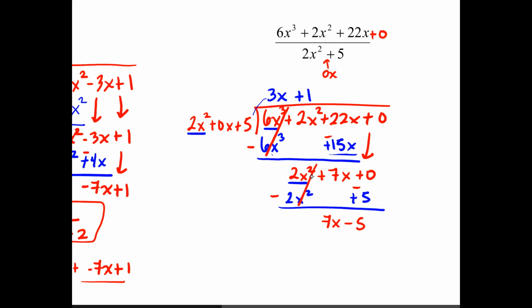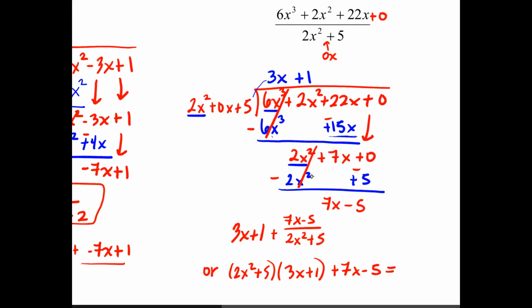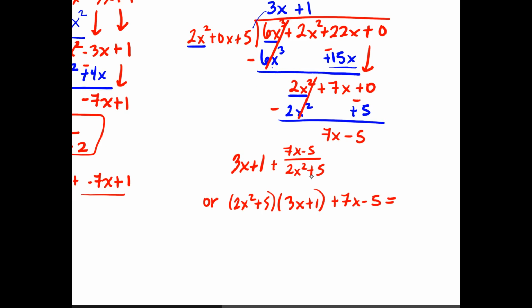And then what is this piece here? Remainder. So our answer would be, if you're looking at the first form, 3x plus 1 plus 7x minus 5 over 2x squared plus 5. Or quantity 2x squared plus 5 times 3x plus 1 plus the 7x minus 5 is equivalent to my radicand. I always mix up those names. To my radicand. That's what it's called.